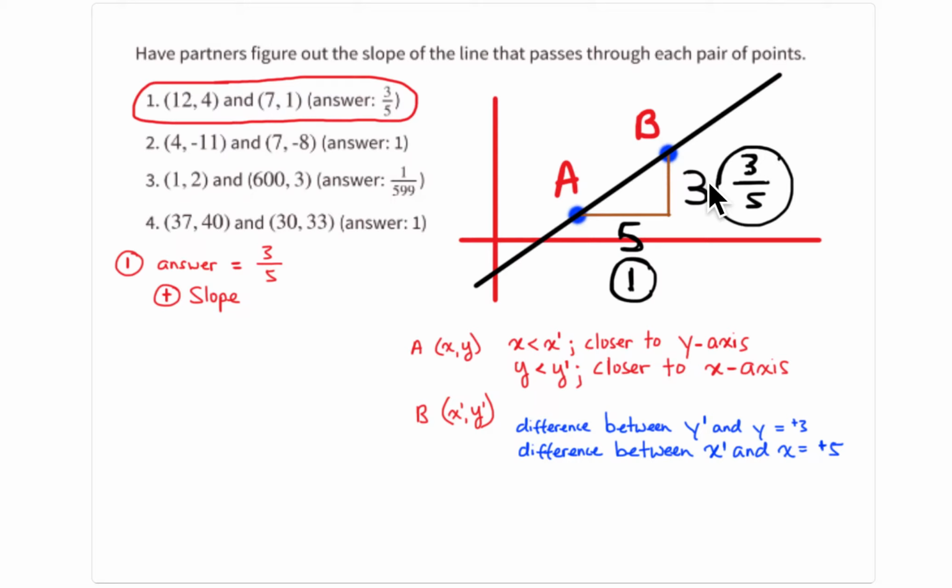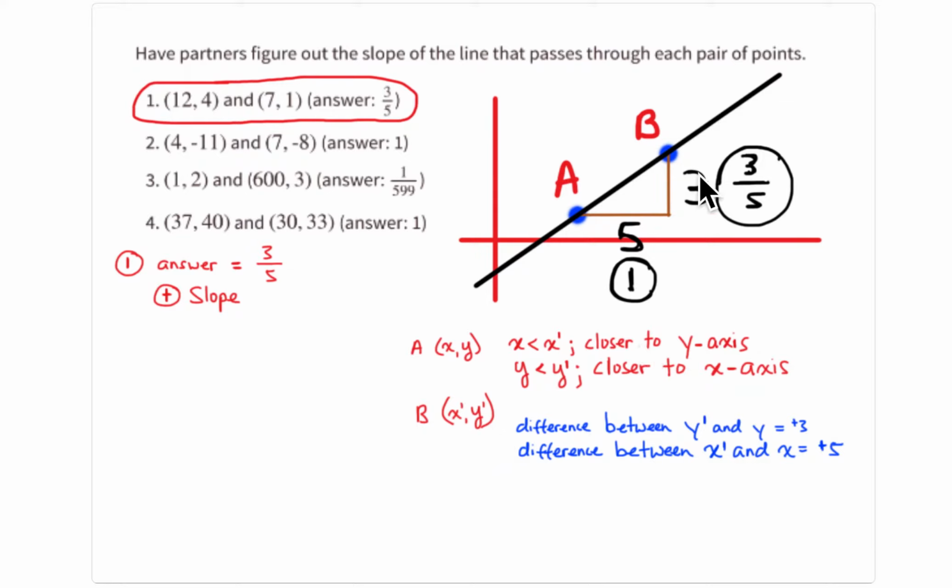So a couple of things that we can say about the x and y coordinates. If you compare them, for point A, I'm going to call the x-coordinate x and the y-coordinate y. For B, I'm going to call the x-coordinate x prime and the y-coordinate y prime. So this is moving towards a more general formula that we're going to develop.